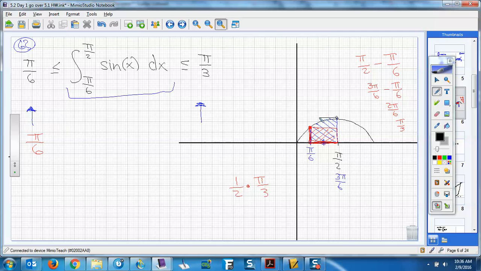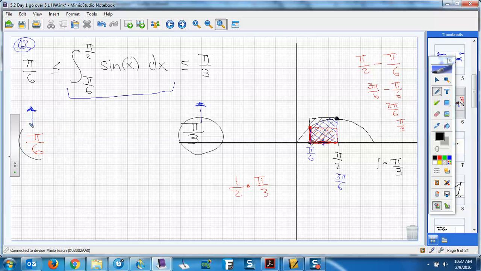And then what could we do for above? We could do the opposite, right? We could do this black area. Doesn't this black area have to be more than the blue area? Okay, well, what's that black area? Well, it's a height of, what's that y value? The peak of the sine graph at 1. So 1 times the width. What did we say that was? Pi/3. 1 times pi/3 is pi/3. So the black area is pi/3.